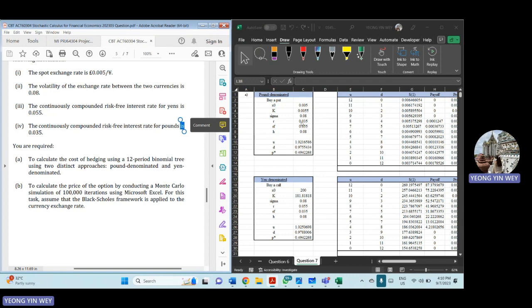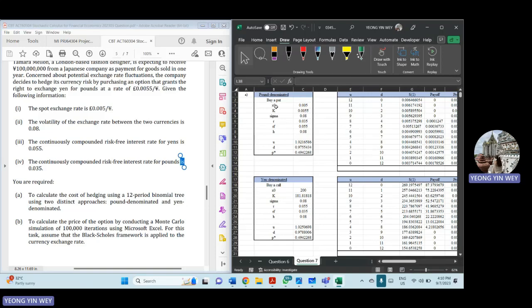First, we will calculate the cost of hedging using pound denominated. The exchange rate is 0.005, which is given here. Then the strike price is 0.0055, the volatility 0.08. The risk-free rate for pound is 0.035 because we are using pound denominated, so the local currency is the pound, and the risk-free rate for the foreign currency is 0.055. H is 0.08, which is 1/12 because we are calculating monthly, and the U, D, and P are the formulas we used in question 6.